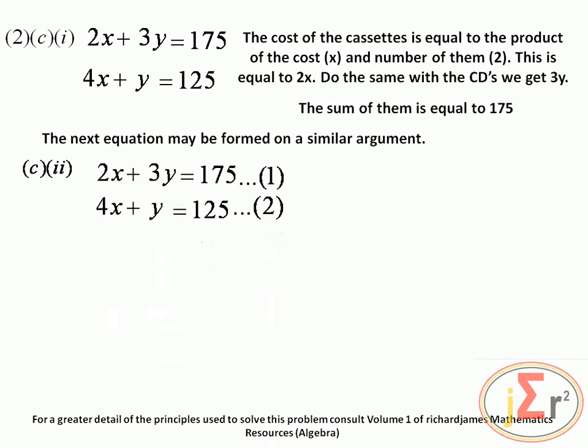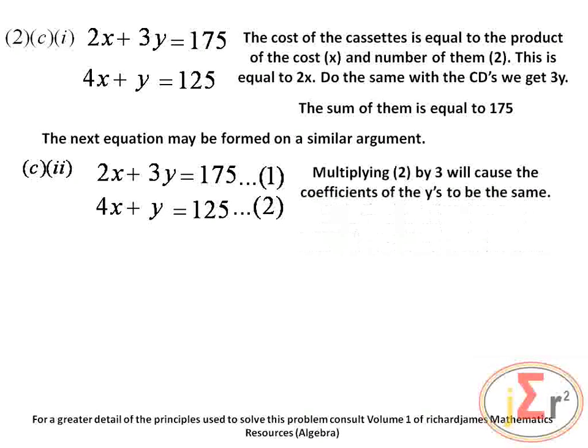What are we going to do next? Well, if it is required, we will solve the two equations. And of course, we're going to solve them simultaneously. We realize that we have 3y here, while we have y here. So, all we need to do is just multiply this y by 3, and we will have 3y here and there. So, multiplying equation 2 by 3 will cause the coefficients of the y's to be the same.